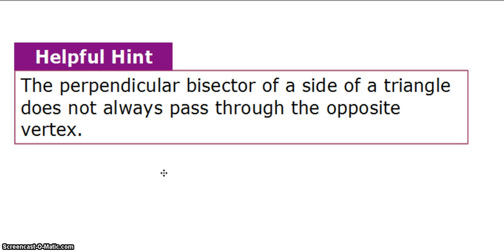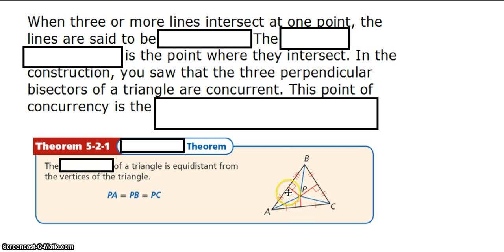The perpendicular bisector of a side of a triangle doesn't always pass through the opposite vertex. So here we have a perpendicular bisector, this red segment, and if we were to extend it, it would not pass through the opposite vertex. There may be triangles where it could, but it is not a guarantee.